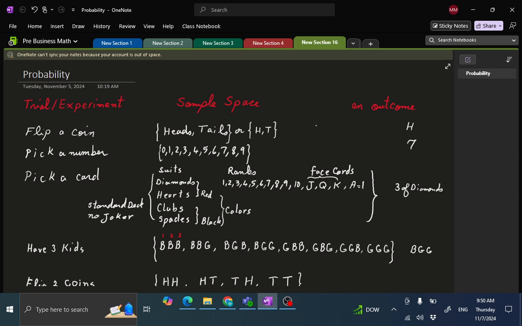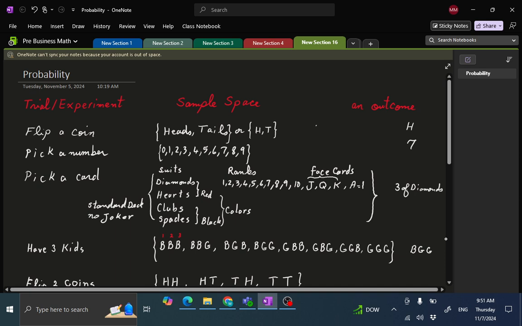Now, how about kids in a family? Well, we have the first kid and the second kid and third kid and so on. And they could be a boy or a girl. So we note the birth order, first, second, third, and then we note gender, boy or girl. So in a family with 3 kids, perhaps the first one is a boy and then a girl and then a girl, so that would be an outcome.